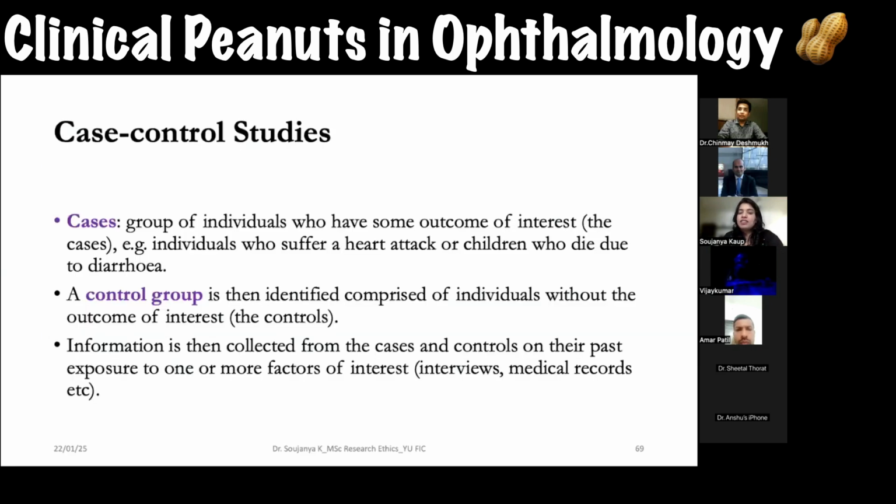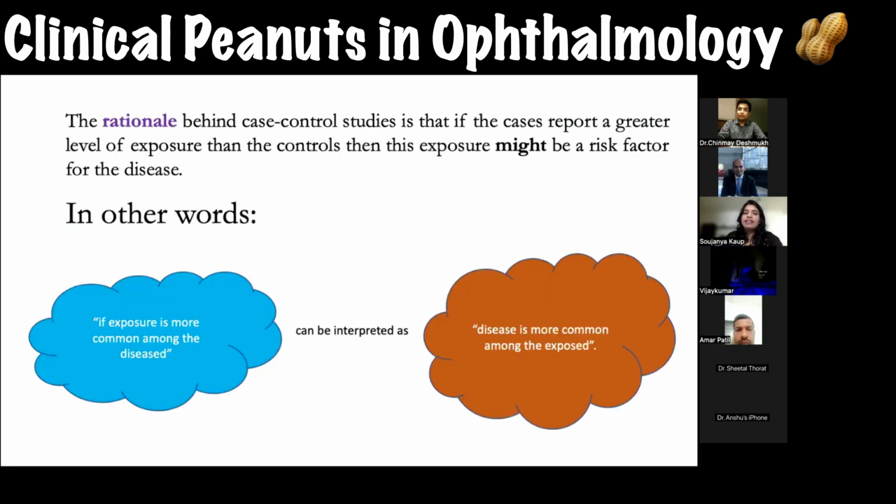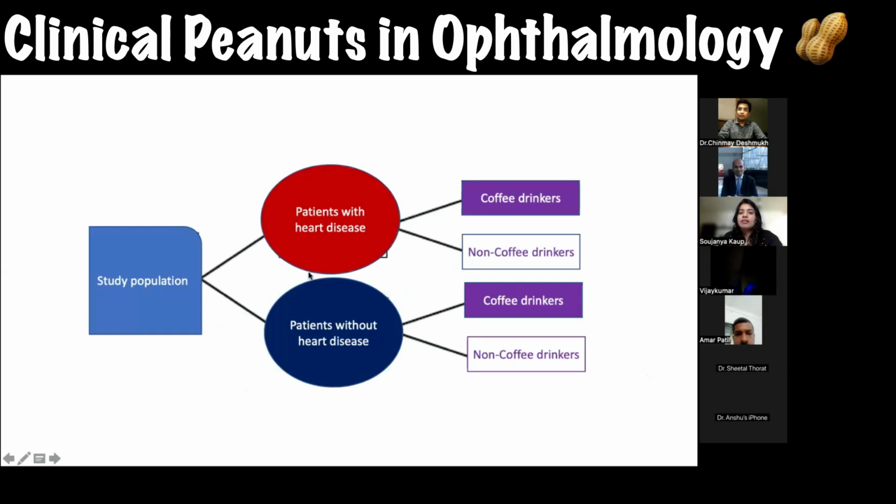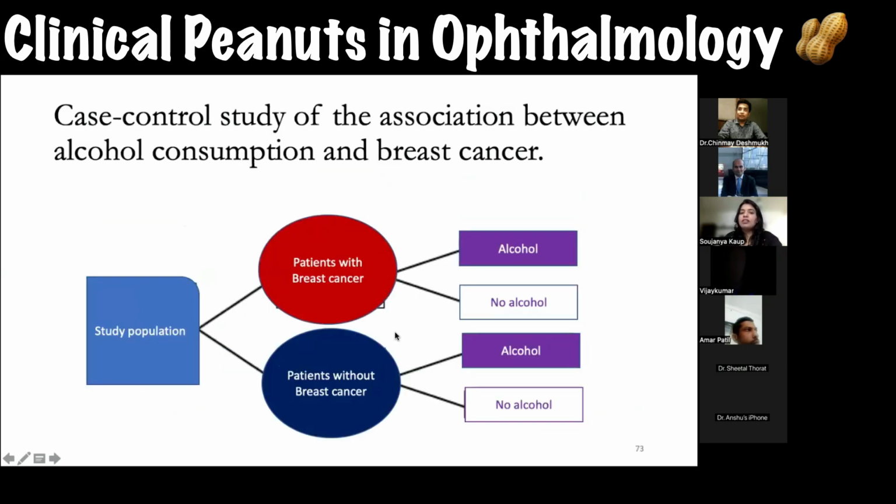Now, in case control studies, I told you it starts with the cases. Cases are those people who have the disease, and controls are those people who do not have the disease. So, what we do here is we go back in time and ask how many of them were exposed. The rationale here is if exposure is more common among the diseased, then it can be interpreted as disease is more common among the exposed. So, you start with the cases and the controls, and you see how many are exposed in the cases, how many are exposed in the controls. Again, the same example, patients with heart disease, how many are coffee drinkers? Patients without heart disease, how many are coffee drinkers? But again, the same biases would still play here.